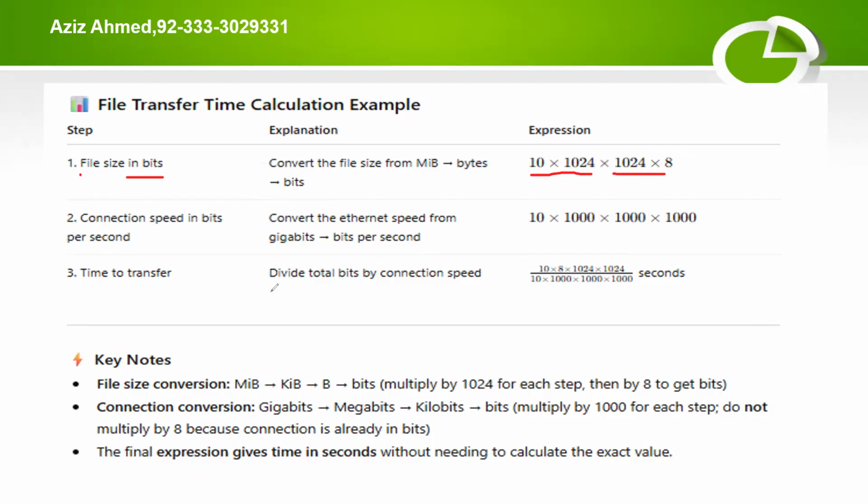Connection speed in bits per second. Convert Ethernet speed from gigabit to bits per second. So you will use this method. 10 multiplied by 1000, 1000 by 1000, 1000, because gigabit. This is kilo, this is mega, and this is giga.